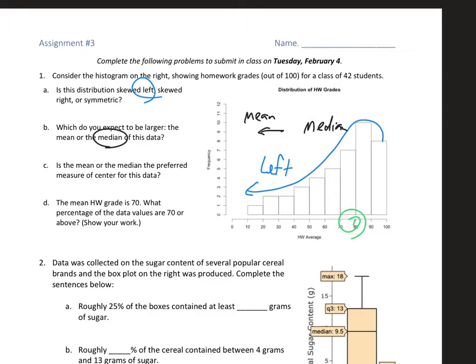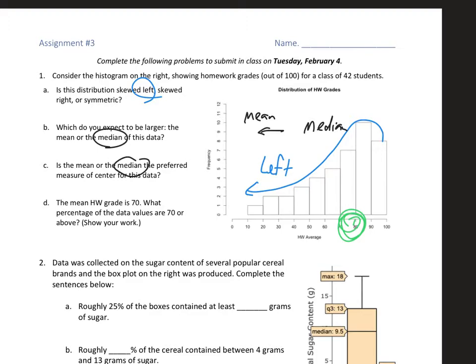When we have skewed data in general, we generally prefer the median as our measurement of the center. Like I said, this is somewhere around the median because it's splitting the data, half of it to the left and half of it to the right, whereas the mean would be further over to the left. So we prefer the median when we have skewed data, and especially if it's really badly skewed. The median will be a much better reflection of the middle of the data than the mean will be.